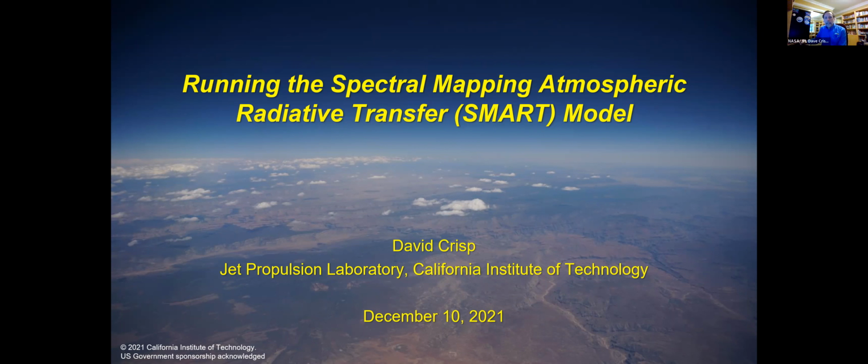In any case, I'm going to give you a quick overview. I'm not really quite sure I've got the topic perfectly set, but what I'm going to talk about is running the Spectral Mapping Atmospheric Radiative Transfer (SMART) model to generate radiant spectra. I'll run through this in two segments. The first is a quick, fairly high-level overview of what the model is trying to do, what kinds of input it needs, and a little on what the output looks like.